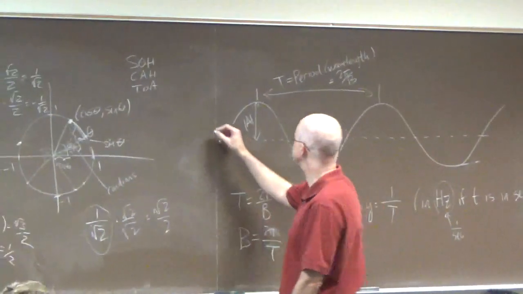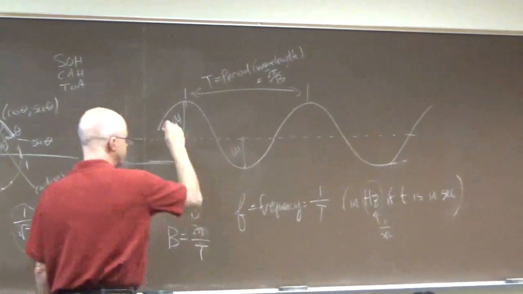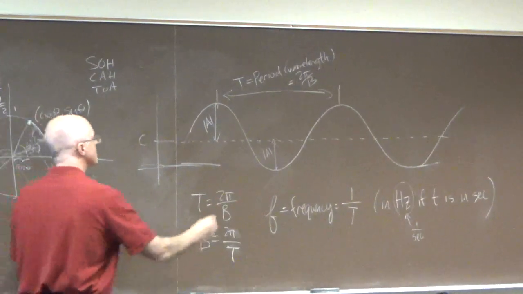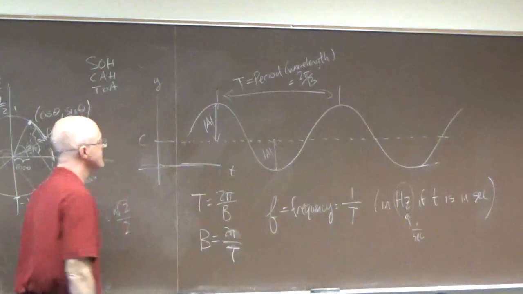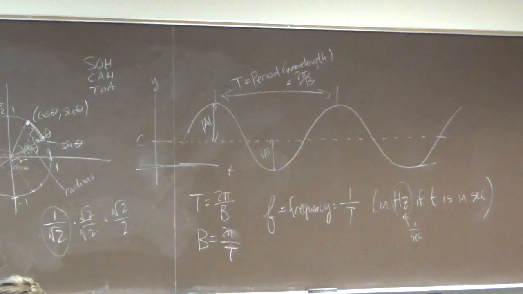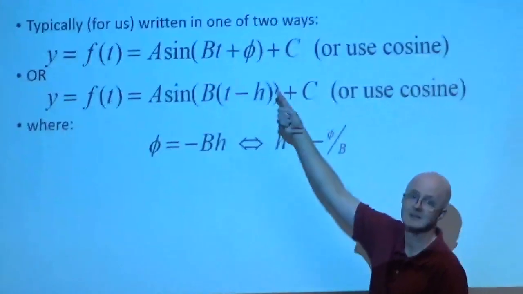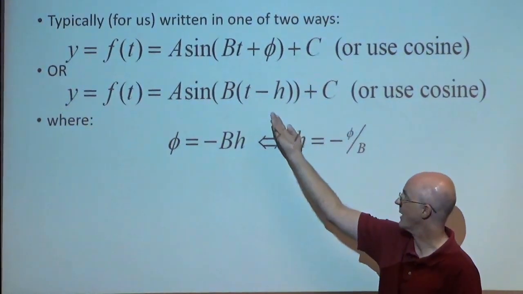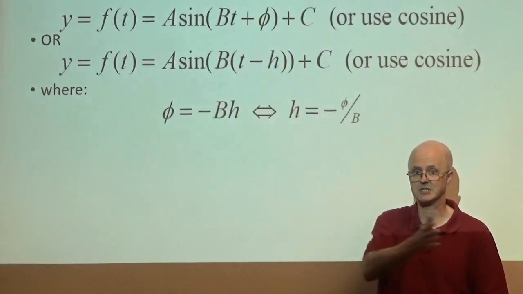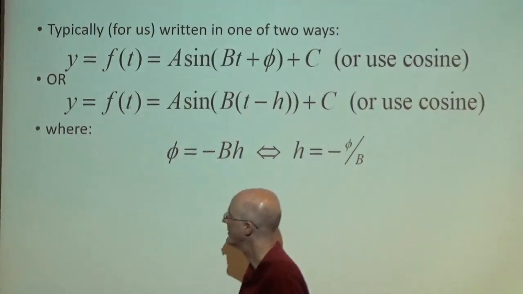The C is the midline value. This may be shifted up from the typical graph or down. Here's your t-axis, here's your y-axis. And again, if the h is the horizontal shift, it's easier to think about this one first before you try to write it down. If you write it this way, and h is positive, it's a shift to the right. If h is negative, it's a shift to the left. Translations. And then you can write it this way by using this equation. Phi is negative b times h.